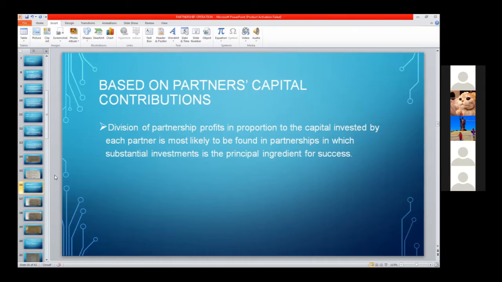Sabi kanina ni Ate Carmina nyo na if may agreement yung partners sa hatian ng profits or losses, yun yung masusunod. Yun yung una natin kailangang tignan, for example, sa mga problems. Then if wala namang agreement, ang gagawin is susundin yung sa ratio ng partners capital contribution naman. So next slide na po.